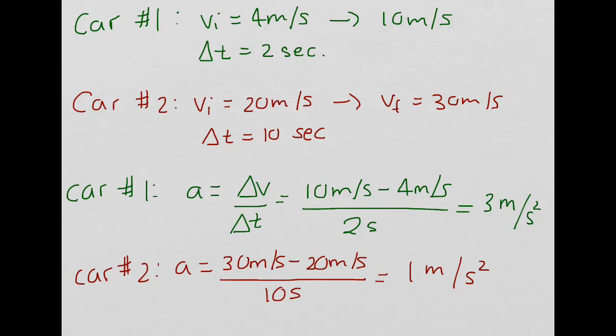Okay, so which car is speeding up more, or has larger acceleration? Well, we see that car 1's acceleration is 3 meters per second squared, and car 2 is 1 meter per second squared. So, car 1 has a larger acceleration than car 2, even though car 2 has a larger velocity. So, in closing, we see that acceleration is the rate of change of velocity. It tells us how quickly velocity is changing.